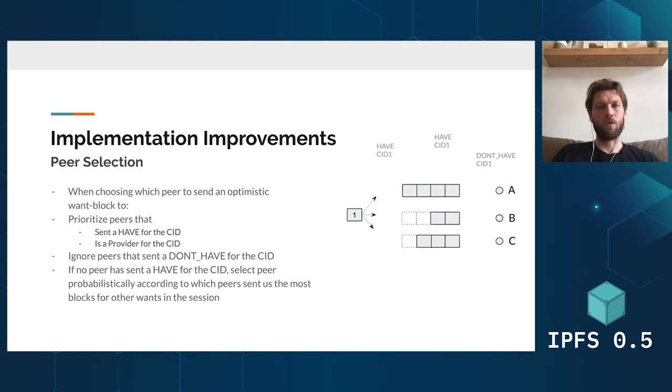So how do we choose which peer to send that optimistic want-block to? By the way, the optimistic want-block is to try to reduce round trip times as much as possible. If we can, we'll just ask for it directly. So basically, in order to choose which peer to send that want-block to, we prioritize peers that have told us they have the block. And if there are no such peers, or if they all tell us that they have it, then we select the peer probabilistically according to whichever peer has sent us the most blocks in the past for this session. So that sort of optimizes for peers who have the lowest latency and the highest bandwidth.